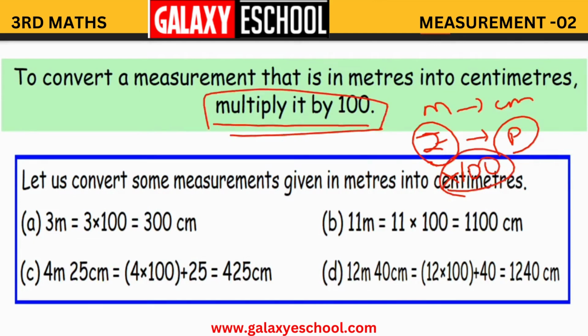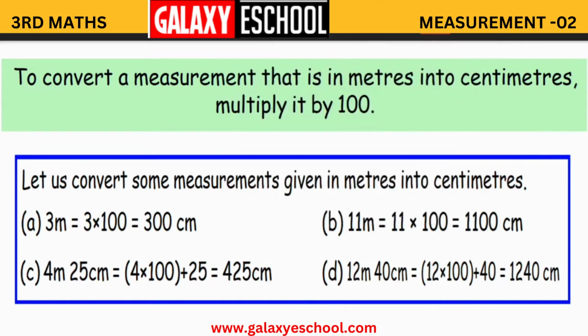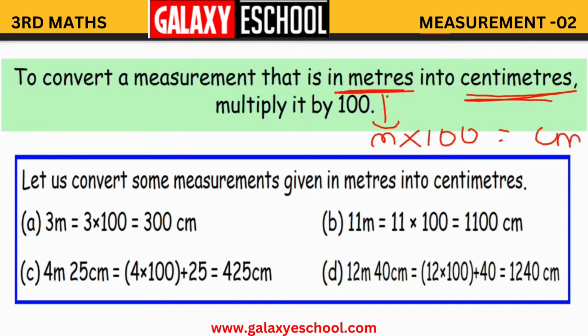In the same way, in the question, whenever we have a length that is represented in meters and we want to convert it into centimeters, what step should be followed, children? We should just multiply the length in meters by 100, and it will give us the length in centimeters.